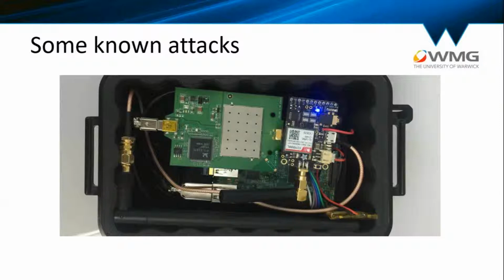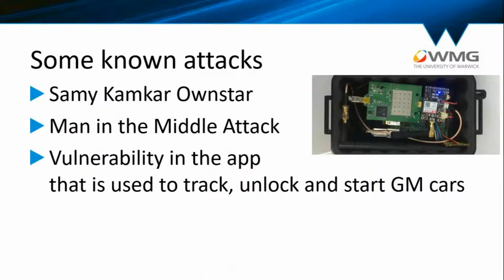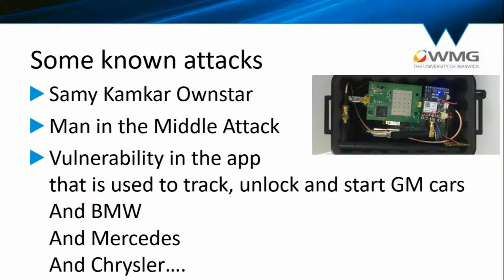I will skip through these relatively quickly. Some more known attacks here. This one is man-in-the-middle attacks, which you may be familiar with. This is stealing keys and using this to track and unlock General Motors, BMW, Mercedes and Chrysler cars. It's doing man-in-the-middle attacks, sitting outside, and when you press your button, going around those sorts of things. What Carsten was trying to do was demonstrate that there are a lot of different types of cyber attacks that come in a lot of different ways. This is an odd one.